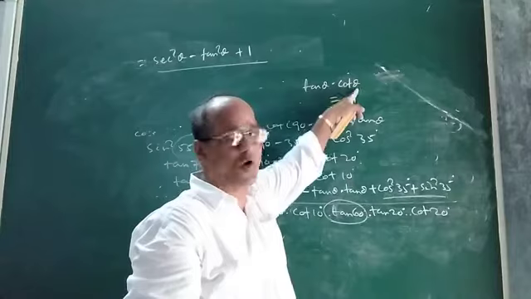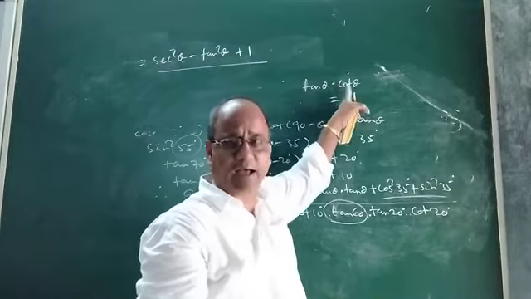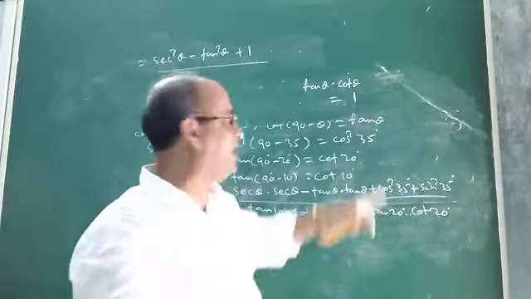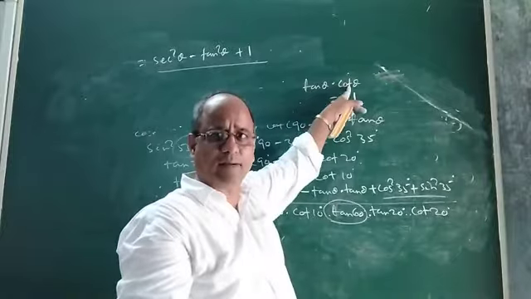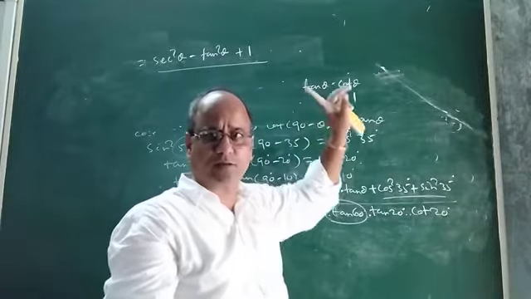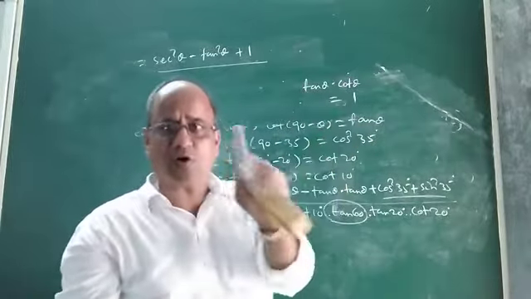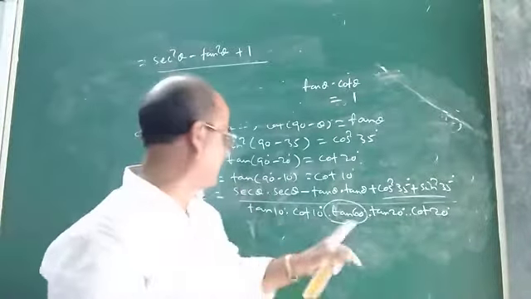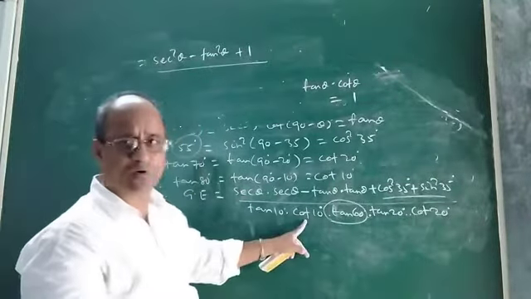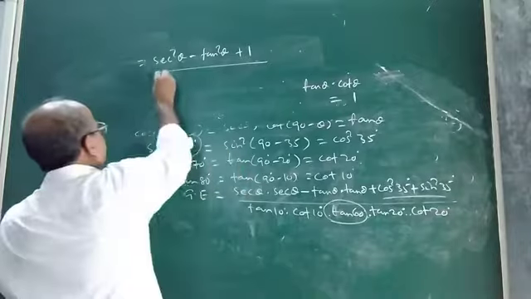Because you see, in place of cot theta, if we write 1 by tan theta, cot theta is the reciprocal of tan theta. So in place of cot, we can write 1 by tan. So tan cancels, it is 1. So the product of tan and cot ratio of any angle is always equal to 1. So that means tan 10 degree into cot 10 degree is equal to 1. So we can write 1.